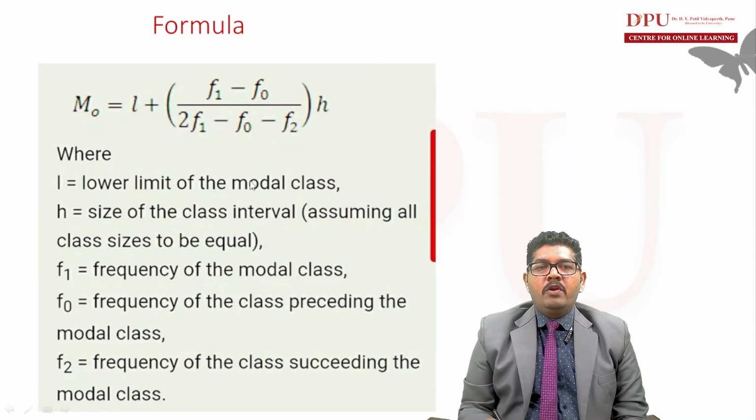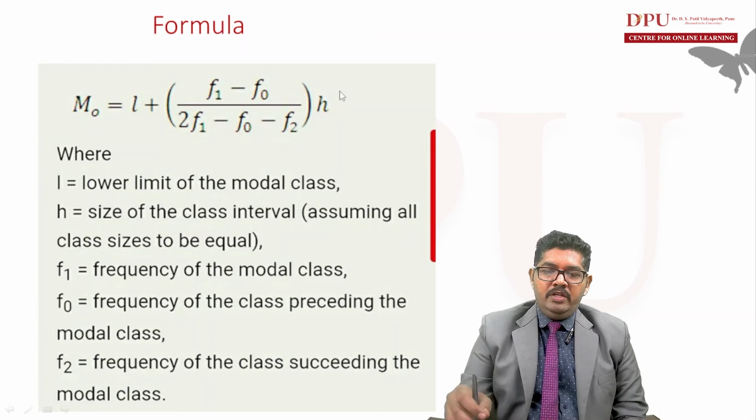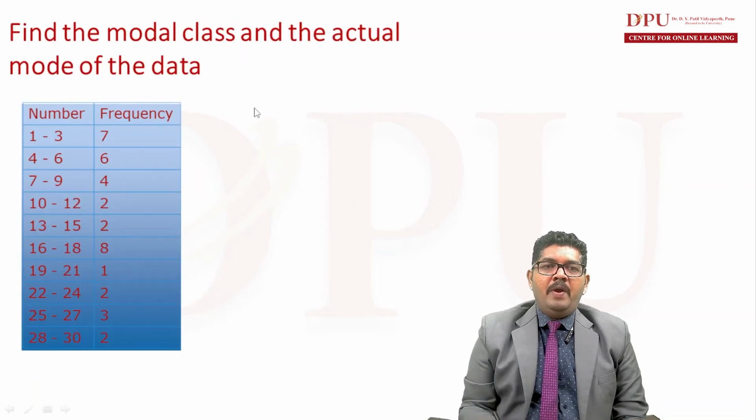Then the mode for a grouped frequency distribution. So M0, which is the mode, is equal to L plus (F1 minus F0) divided by (2F1 minus F0 minus F2), multiplied by H. L is the lower limit of the modal class. F1 is the frequency of the modal class. F0 is the frequency of the class previous to the modal class. F2 is the frequency of the class after the modal class, and H is the class width. So find the modal class and the actual mode of the data.